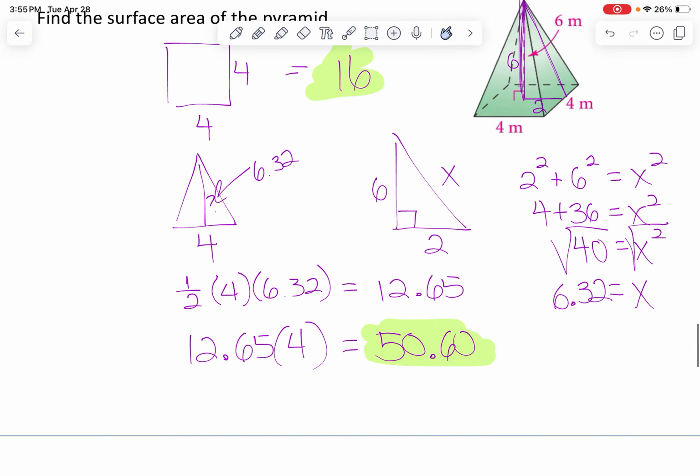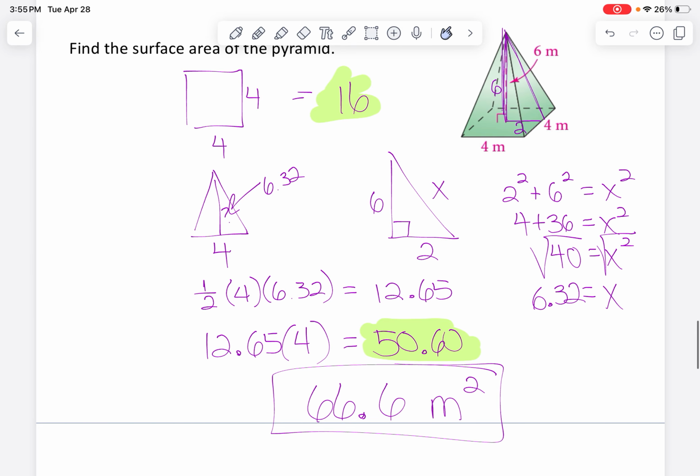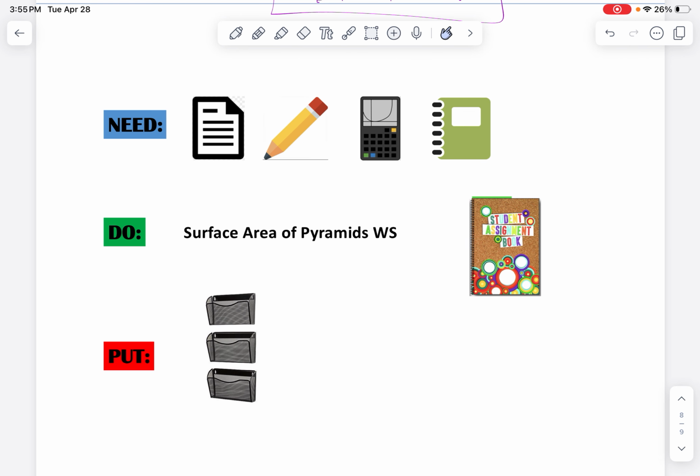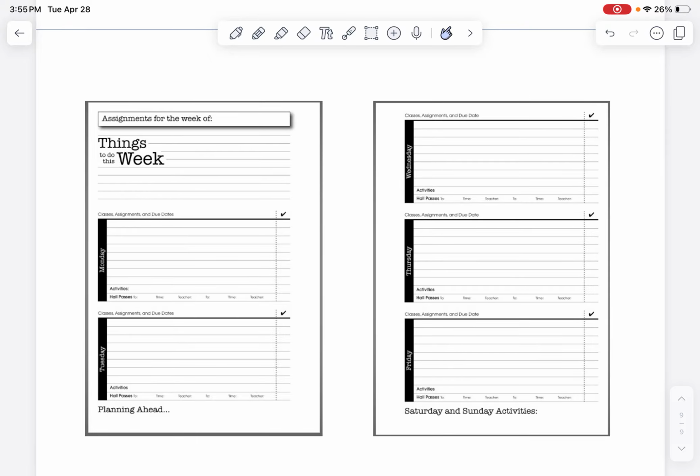That's going to give us a total of 66.6 square meters. So we had to use the Pythagorean theorem there, but otherwise it's pretty much the same as the other ones. That is surface area of pyramids. Hopefully that makes some sense. Go ahead and write that into your planner as well. Good luck on the assignment. See ya.